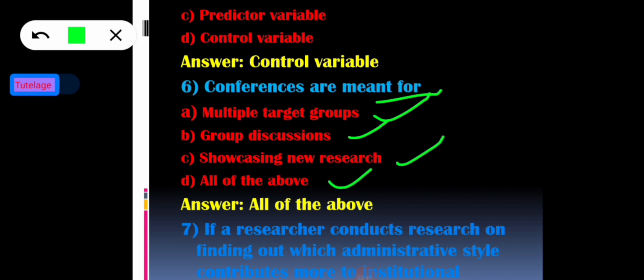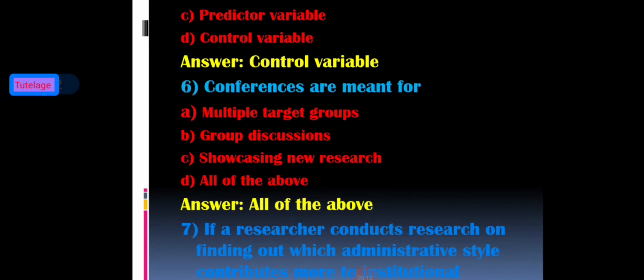So what is the basic meaning of conference? So conferences are basically related with the multiple target groups, group discussions, and showcasing new research also. So that's why option number D, all of the above, is the correct answer.